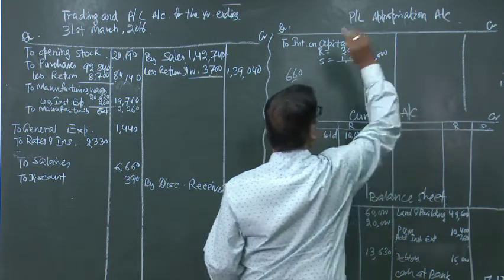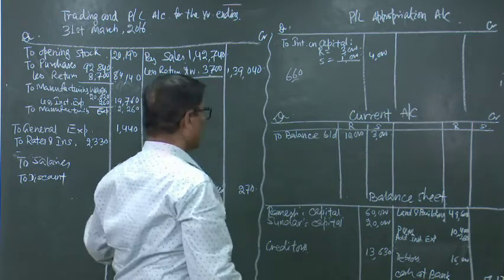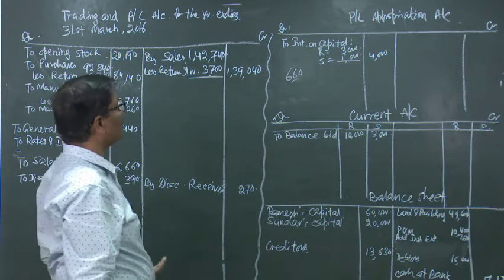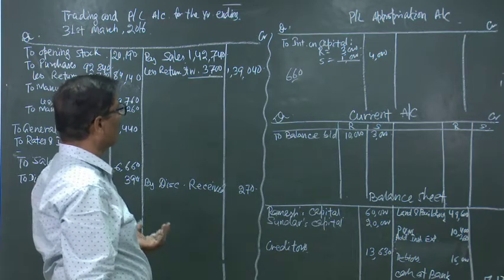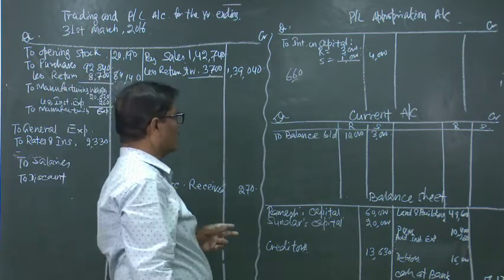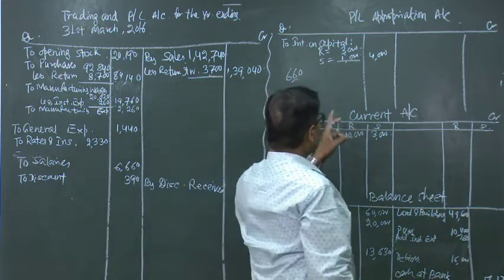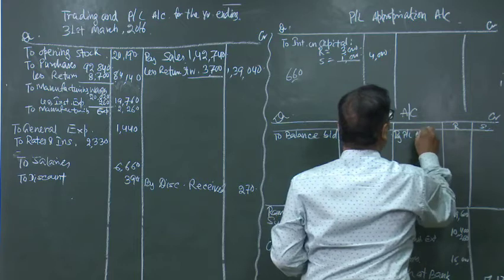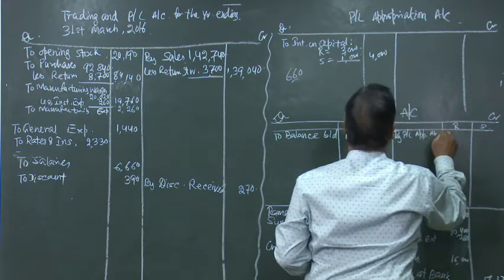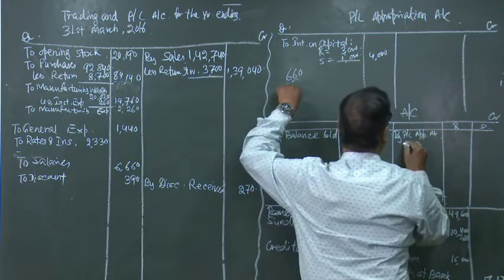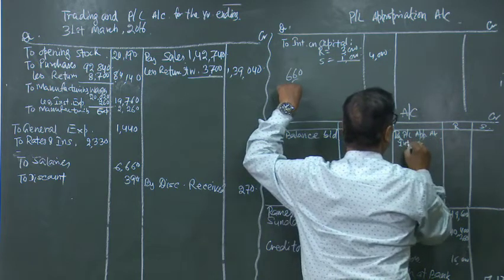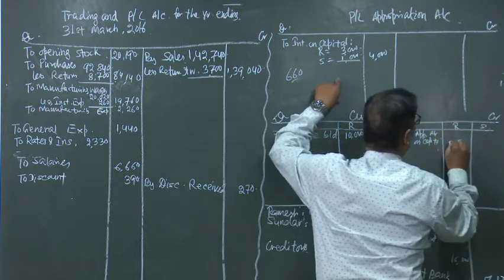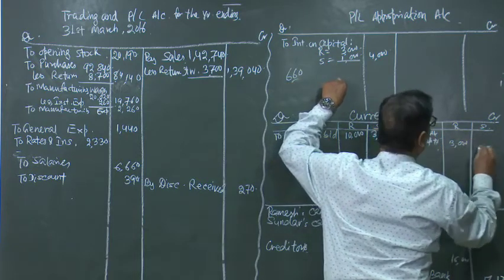It will go to the profit and loss appropriation account, not to the profit and loss account. Whatever profit is there, these two items, that is interest on capital to R and S, will be appropriated out of it, and for this their current account will be credited. We can write by PL appropriation account. This is regarding interest on capital 3,000 and 1,000.